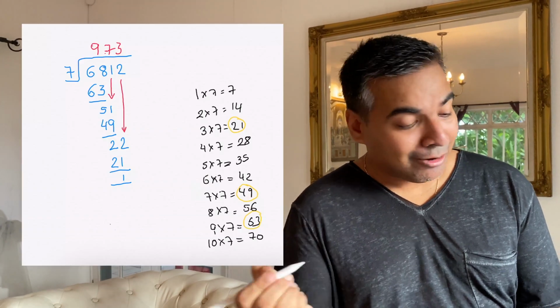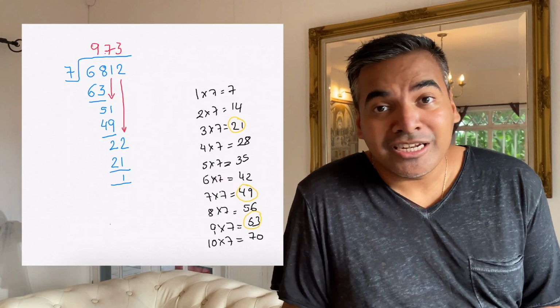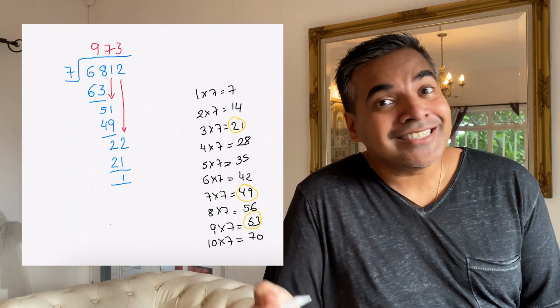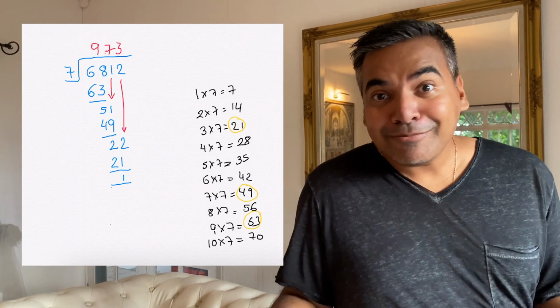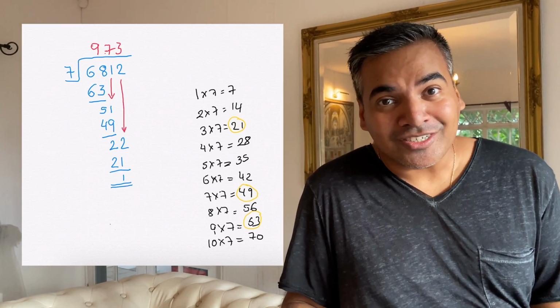Step number 10, which is supposed to be a repeat of step number 4, is to bring down the next digit. However, in our case, we've used up all the numbers, and therefore there is nothing else to bring down. That means that the problem is actually solved already.